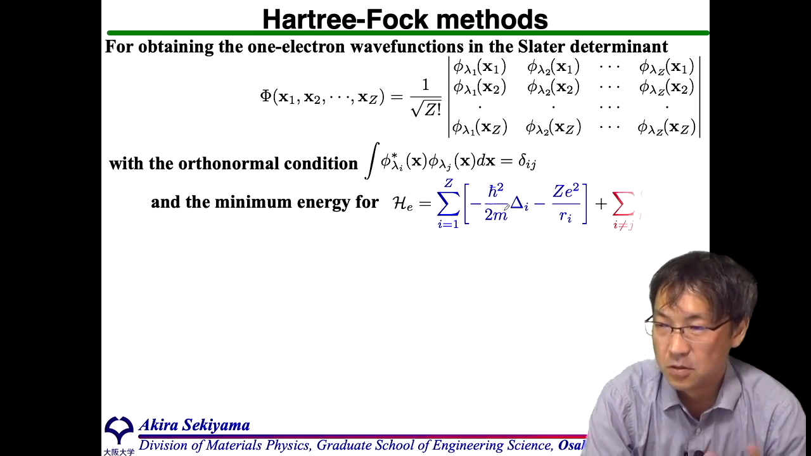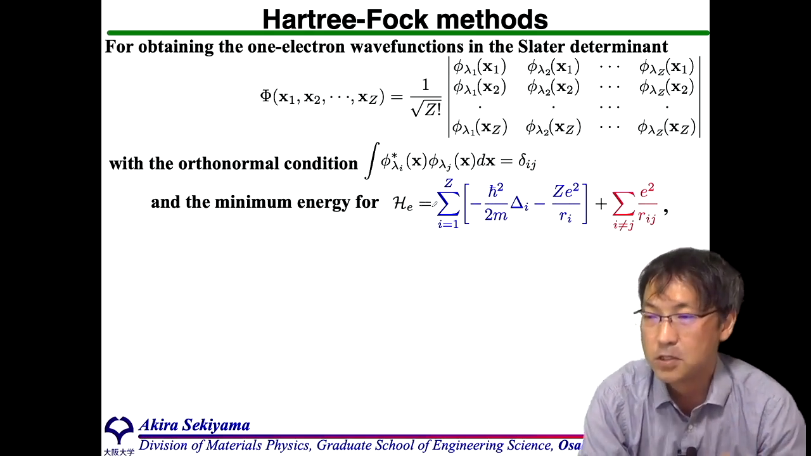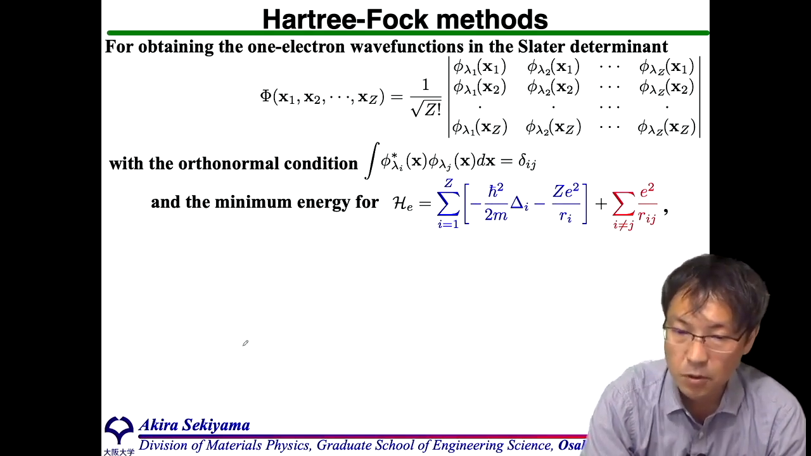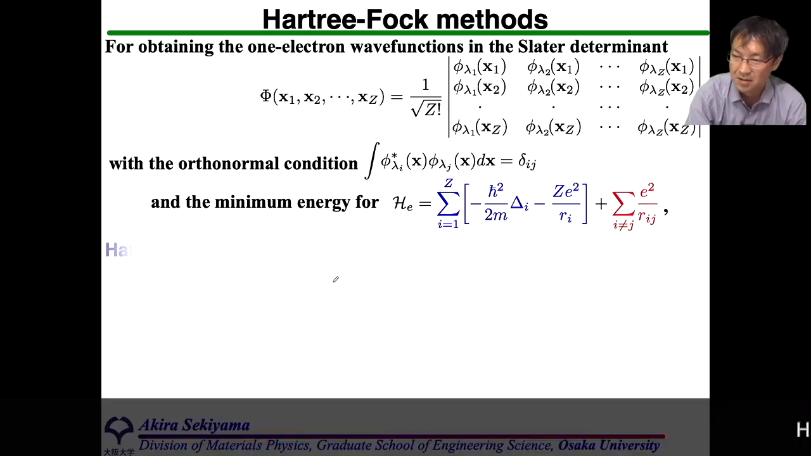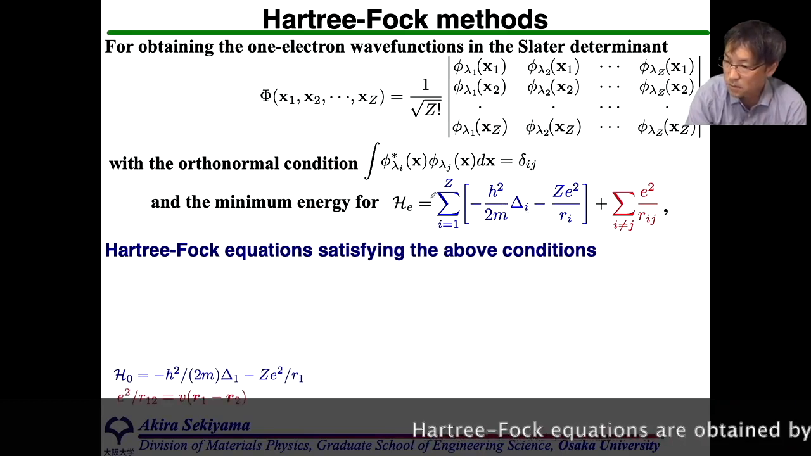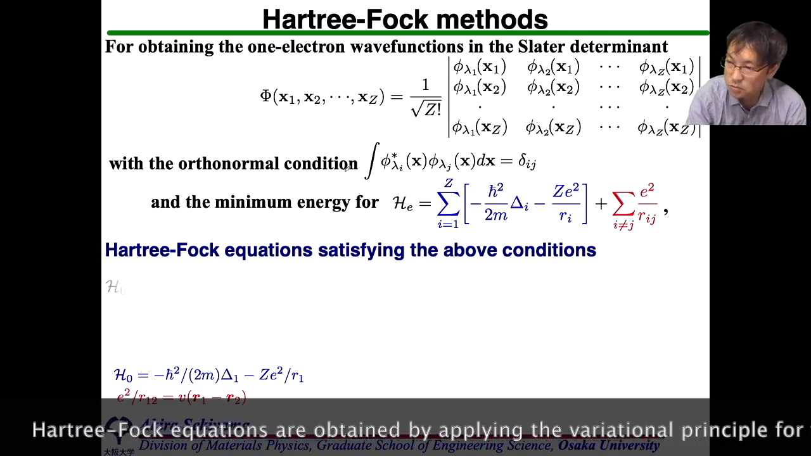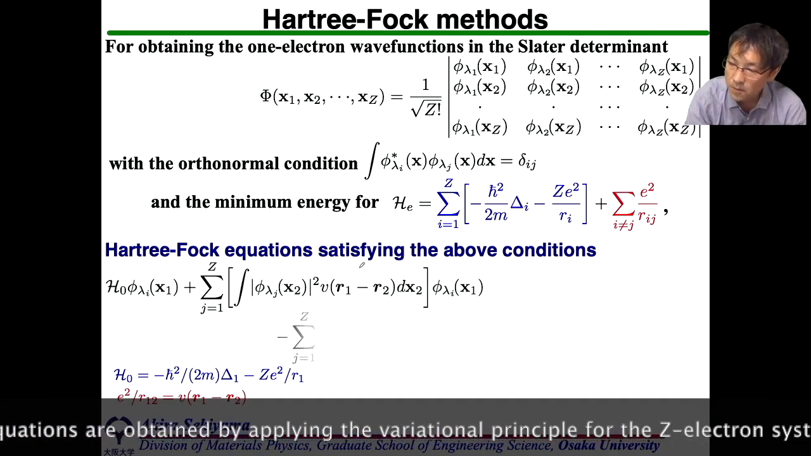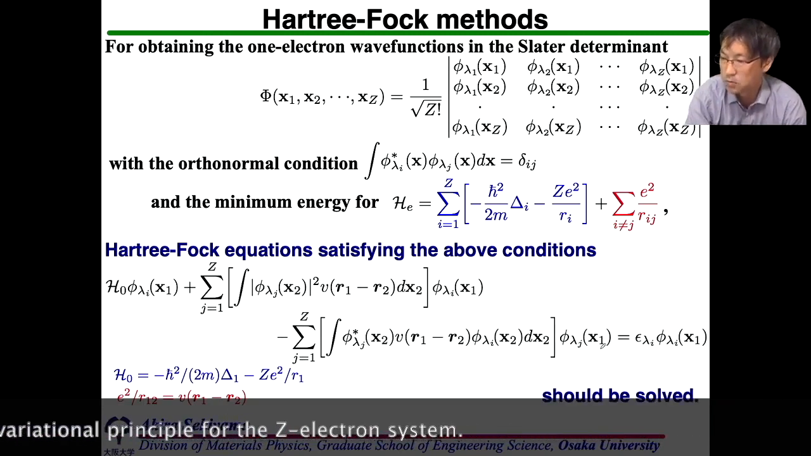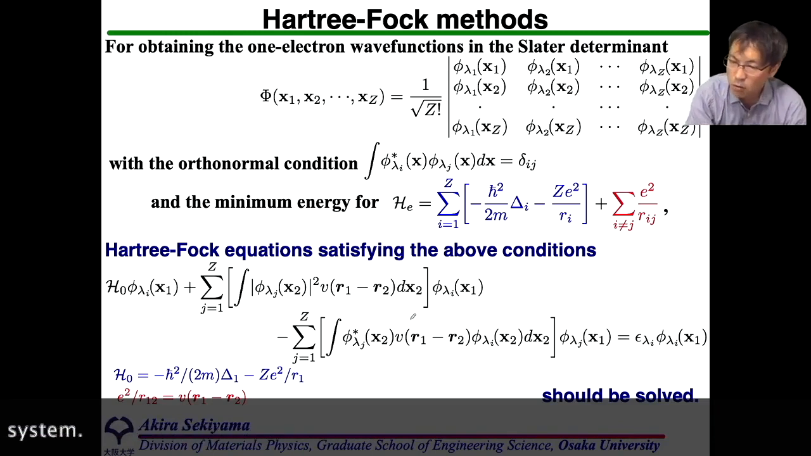And we need to get the minimum energy for the given Hamiltonian. According to the Hartree-Fock approximation, to satisfy the condition of the minimum energy and also the normalization condition, the Hartree-Fock equation for electrons is obtained like this. So this is rather complicated.